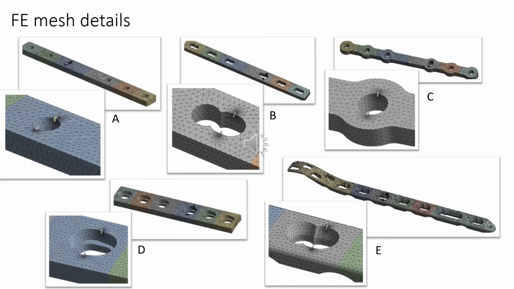Details of finite element meshes are given in this slide, so you can see for all 5 plate types the initial cracks, and also you can see in more detail the geometry of the holes where cracks are positioned. These positions were determined according to the static stress analysis, so at the locations where the stress concentration was the highest.